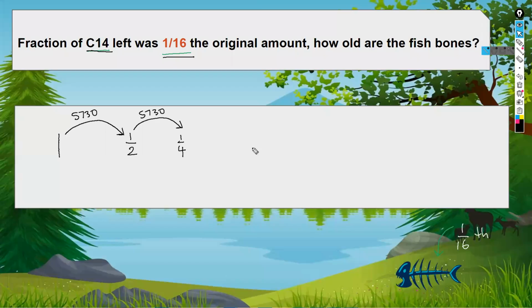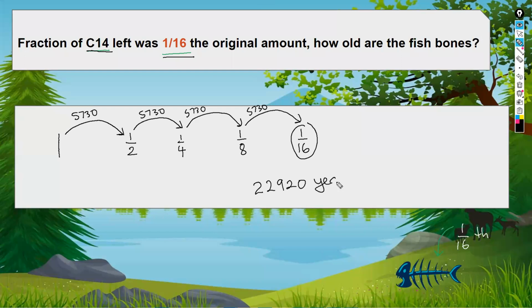So after another half-life, 5,730 years, half of a quarter is 1/8. And then finally, after another 5,730 years, half of 1/8, which is 1/16. We have reached the required value. So how many years have we passed? Let us add up this 4 times. So the answer would have been 22,920 years.